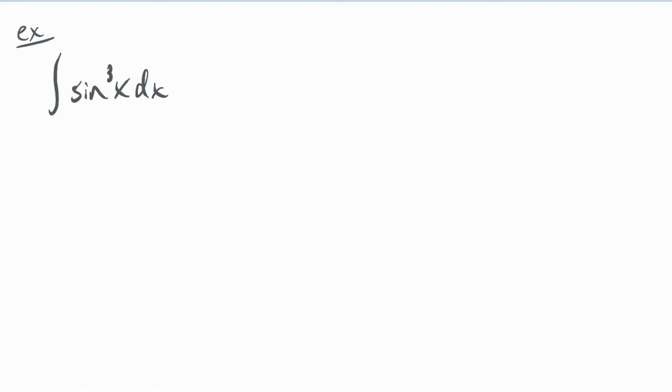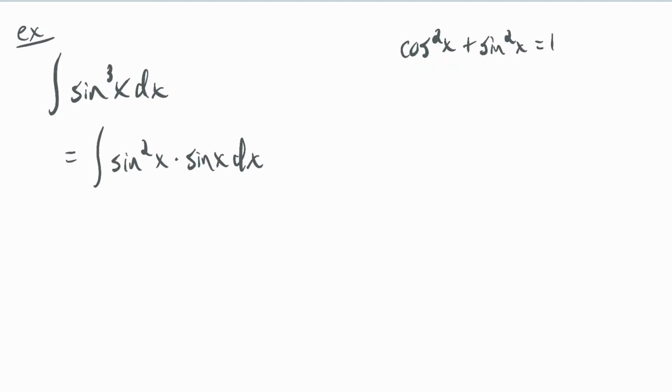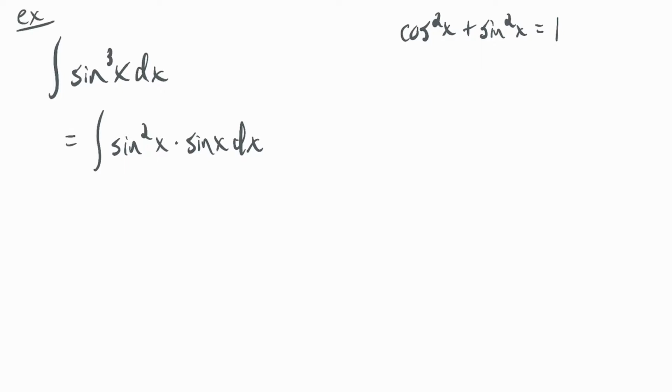So this is a little bit similar in that I am going to use trig identities, but I need to use a different one. So what I'm going to do is start by writing this as the integral of sine squared of x times sine of x dx. And it might not be at all obvious what I'm going to do, but I'm going to use one of the Pythagorean identities. I know that cosine squared of x plus sine squared of x equals 1, right? This is one of the most basic trig identities. If you don't remember any other trig identity, this is the one that is, I would say, the most essential.